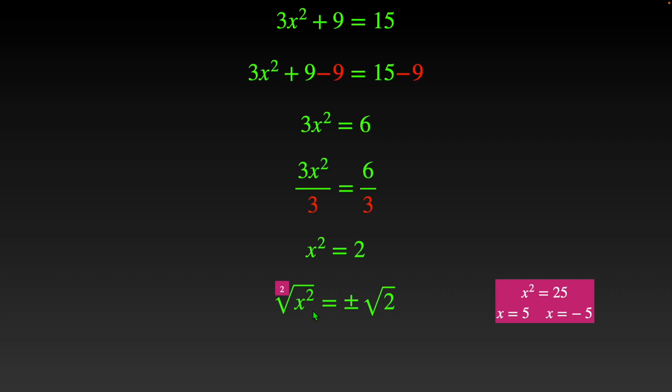Now let's continue with this example. So on the left-hand side, we just get x, and on the right-hand side, we get plus or minus square root of 2. Now we can write this as 2 separate answers. x equals radical 2, and x equals negative radical 2. Let's take a look at our second example.